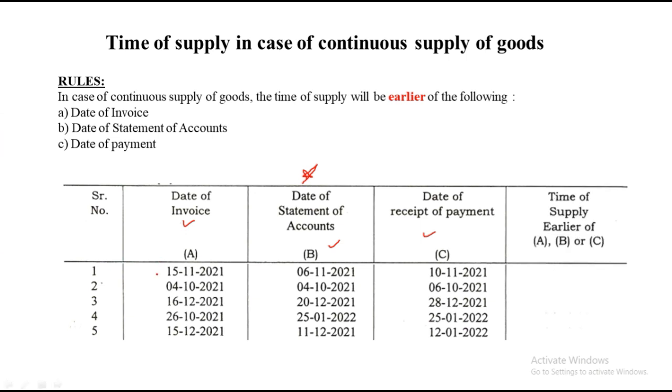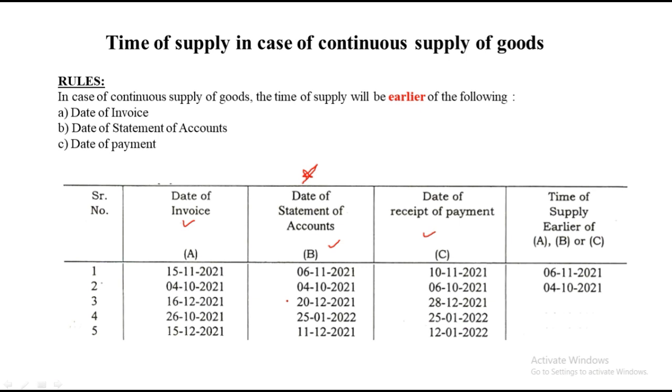So 15th November, 6th November, and 10th November. The earliest among them is 6th November. 4th October, 4th October, and 6th October. In our case, 4th is the earliest date, so the time of supply will be 4th October.